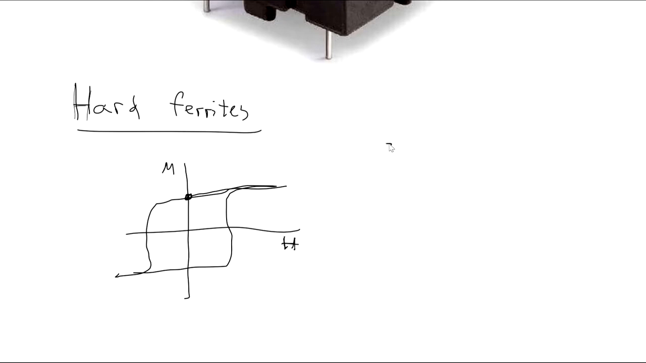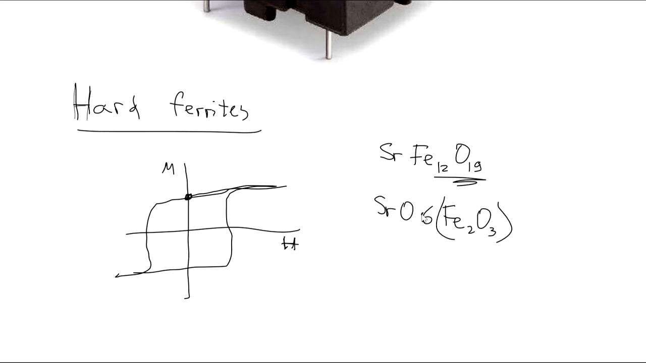One of the examples is strontium iron oxide, SrFe12O19, and it's very funny to have these huge numbers there. Actually, the idea is that if you take strontium oxide and mix it with iron oxide, Fe2O3, in a way that there is one part of strontium oxide per six parts of iron oxide, and this is not by weight, this is by molecular ratio, and you bake it together, you would form this material, strontium ferrite. And this material is a permanent magnet. You magnetize it and it stays magnetized.